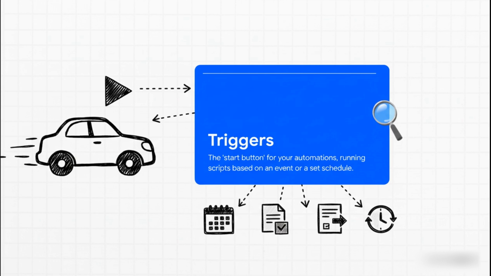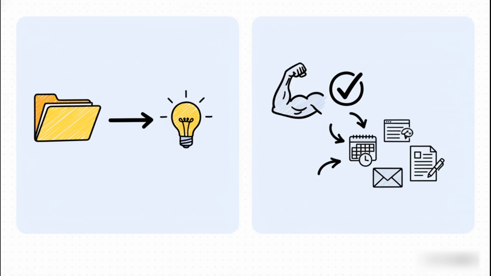A trigger is basically the start button for your automations. It's the thing that tells your script to run, either when something specific happens, like a form getting submitted, or just on a regular schedule that you set. And you've really got two main types here. You have your simple triggers. Those are the easy, built-in ones, like a script that runs every time you open a spreadsheet.